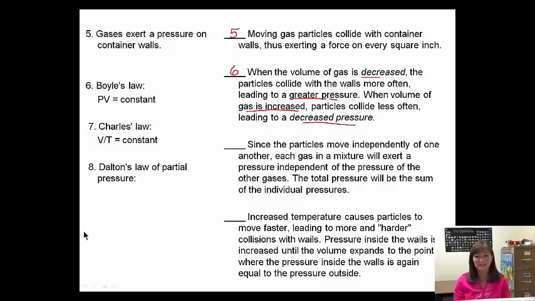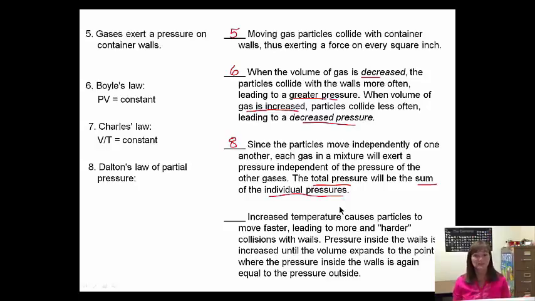The next one here: since the particles move independently of one another, each gas in the mixture will exert a pressure independent of the pressure of the other gases. So the total pressure will be the sum of the individual pressures. That is Dalton's law. The total pressure is the sum of your individual pressures. Individual pressures are also called the partial pressures. Okay, let's read this next paragraph.